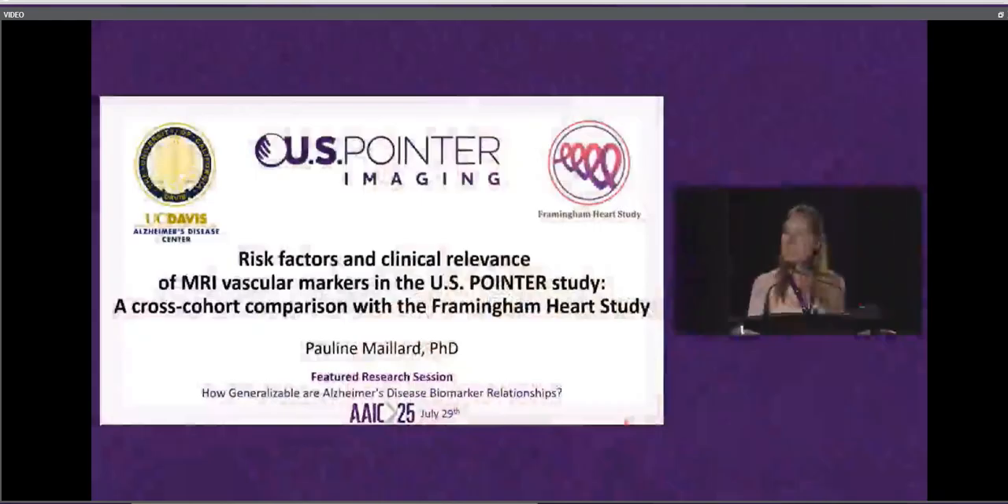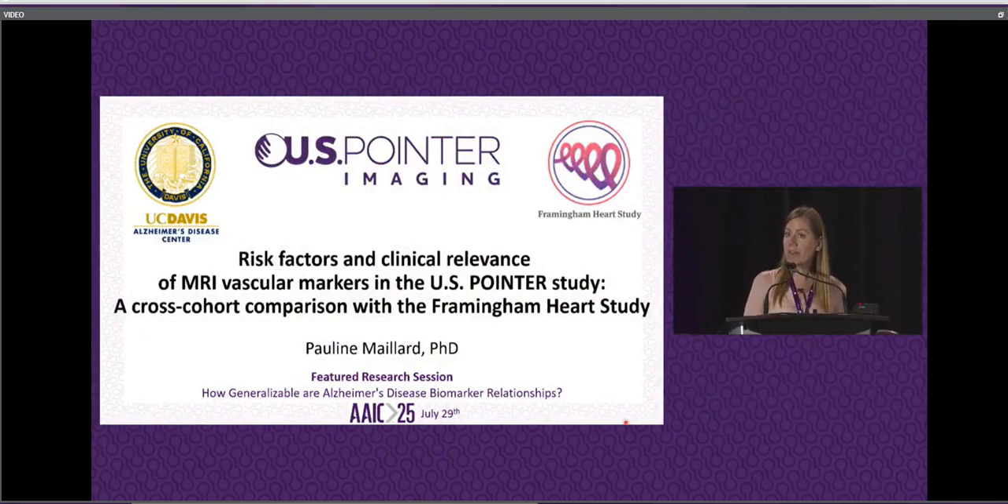Hi everyone, I'm very pleased to present our work on vascular risk factors, MRI markers of vascular injury, and cognition in the POINTER Study. This project is part of a cross-cohort comparison with the Framingham Heart Study, and it examines the generalizability of biomarker and imaging biomarker relationships across different populations.